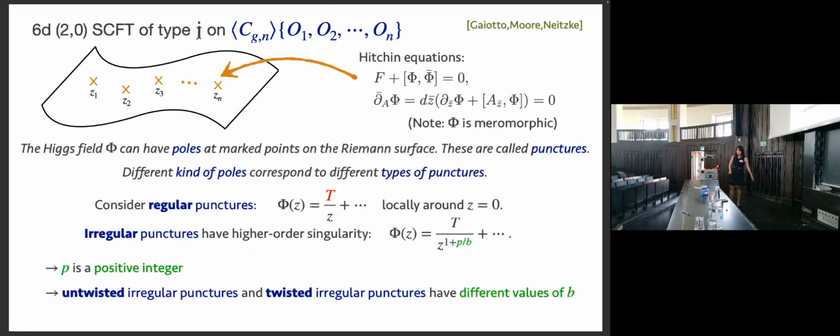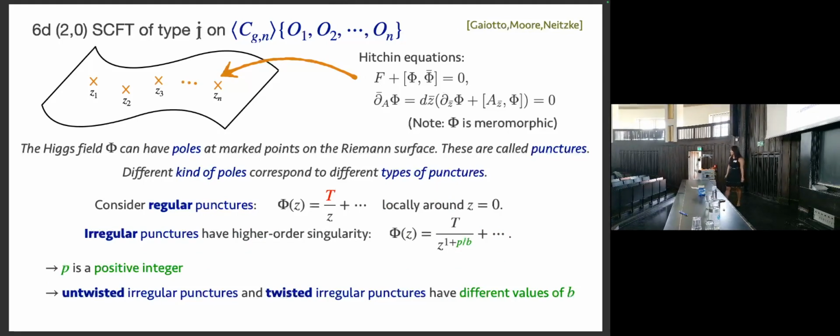Now there are irregular punctures, because if you remember, we need both regular and irregular, and that one will have a different description. It has a higher order singularity for the Higgs field at leading order. If you notice, unlike here, two additional variables have appeared, p and b, and they're both positive. P being 0 will bring it back to regular punctures. So what irregular means is that this p has to be an explicit positive integer. There's an additional variable b, and that's really coming from the fact that we are dealing with different kinds of irregular puncture types. Whether the irregular punctures are untwisted or twisted is told apart by the different values of this b.